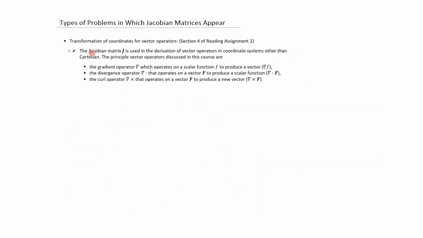And lastly, the transformation of coordinates for vector operators. We are not going to deal with this topic, but nevertheless it's covered in section 4 reading assignment 2. We'll be dealing with these new operators later in the course, but suffice it to say for now, let's see what these actually represent. So the Jacobian matrix is used in the derivation of vector operators in coordinate systems other than Cartesian.